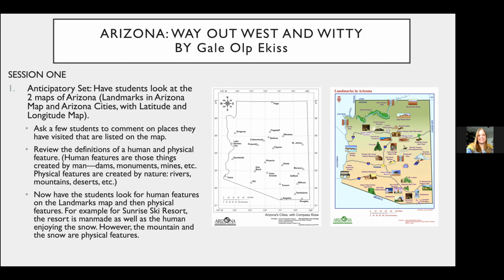So they're going to look at these 2 maps of Arizona, and they're going to comment on places that they have visited or places that they know. And then they can review the definitions of human and physical features, humans being those things that are created by man, and physical being by nature, those rivers and the Grand Canyon and all those aspects. Now they're going to look for human and physical features on the landmarks map, and then the physical features. So you can tell the differences between them, and they'll start identifying those 2 different features.